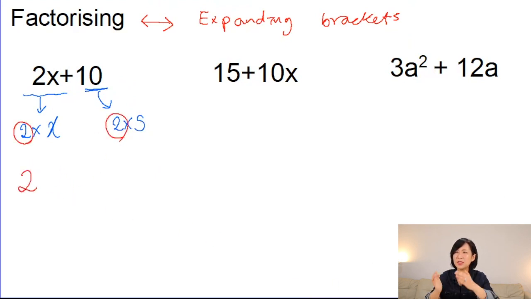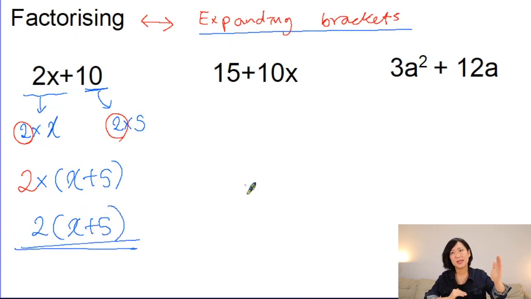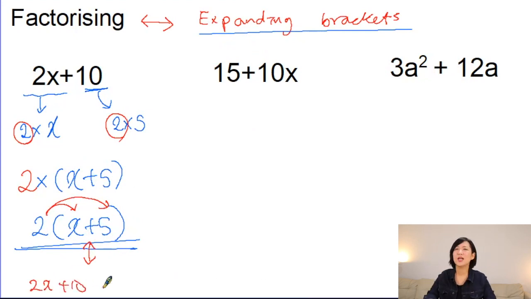Then just make the bracket, and put all other factors inside the bracket. So we can say 2 bracket x plus 5 bracket. That is factorizing. As I said, factorizing is undoing the expanding of brackets. Let's double check it by expanding the bracket, distributing 2 into the terms in that bracket. So 2x plus 2 times 5 is 10. See, these are the same. In this way, we can check whether we did it the right way.